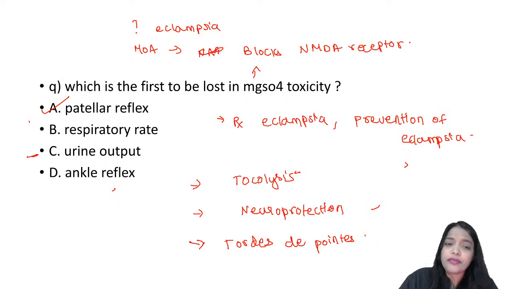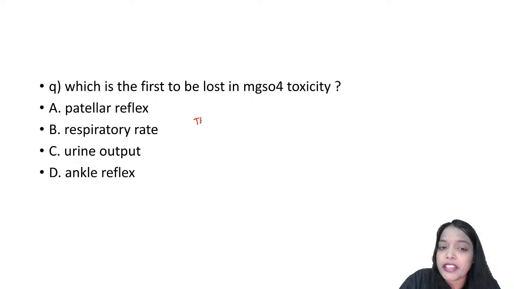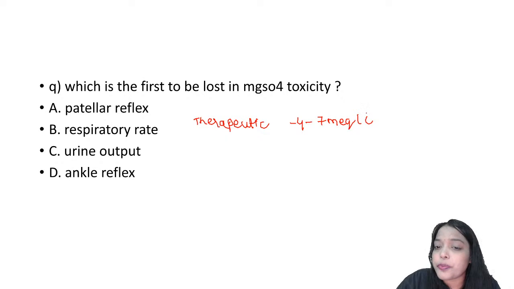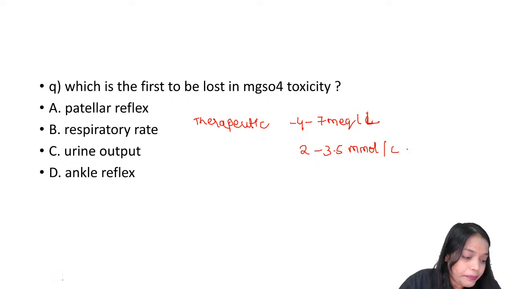Okay. Right, this I told: what is the mechanism of action and where all we use it. Now next, what is the therapeutic range of magnesium sulfate? The therapeutic range of magnesium sulfate is 4 to 7 milliequivalents per liter. If I have to express in millimoles, it is 2 to 3.5 millimoles per liter. So basically it is half in millimoles, right?